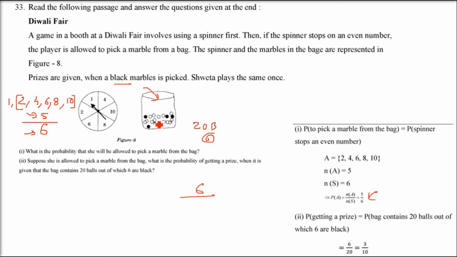And how about the total number of cases? That is 20. So 6 by 20. This is the 6 by 20. 3 by 10 is the answer. Okay, for the second part.